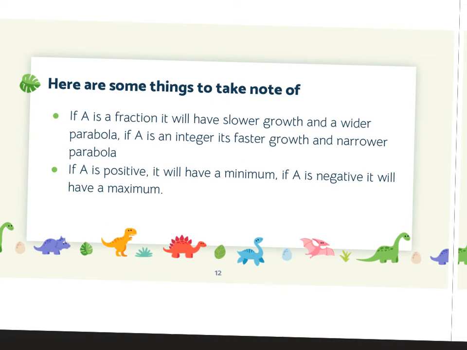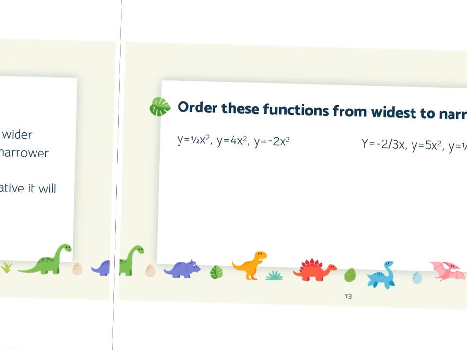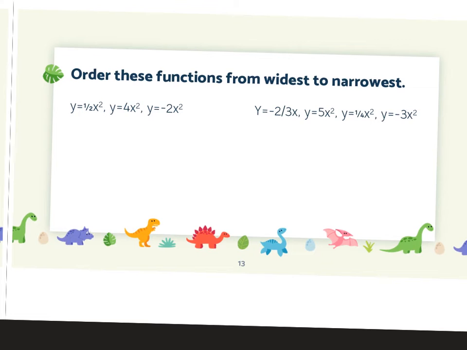If a is a fraction, it's going to have a slower growth and a wider parabola. If a is an integer, it's a faster growth and a narrower parabola. If a is positive, it has a minimum, and if a is negative, it has a maximum. So what I want us to do is order these from widest to narrowest. Remember, the smaller the fraction, the wider the parabola. The bigger the integer, the narrower the parabola.